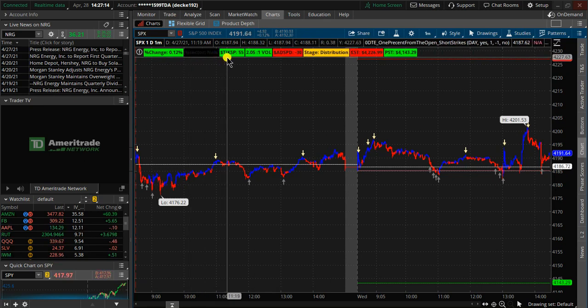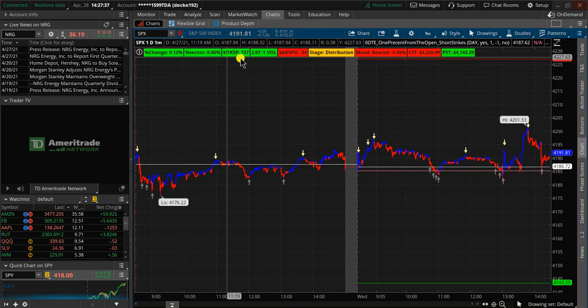The tick SP is the amount of stocks ticking up versus stocks ticking down based on their last trade price. And if it's above 0, that means that it's a bullish sentiment and the box will be green. If it's below 0, then the box will be red.